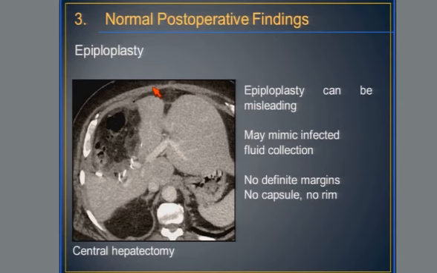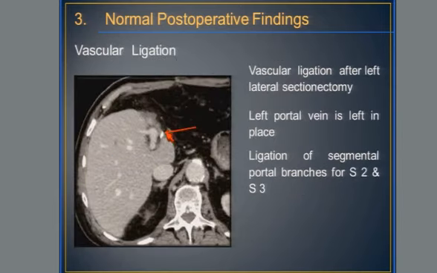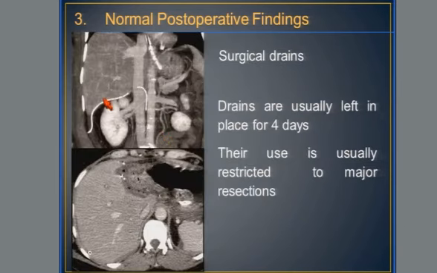Sometimes epiploplasty can be misleading, and it may mimic an infected fluid collection, as in that case, where the patient has had a central hepatectomy. But you can differentiate between epiploplasty and a more critical complication, which is an abscess or a fluid collection. In that case, epiploplasty has no peripheral rim, no capsule, and the margins are pretty ill-defined. Vascular ligation, when the surgeon has used a metallic clip, can be visible on CT.